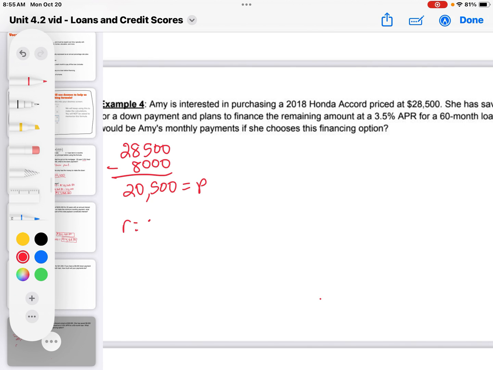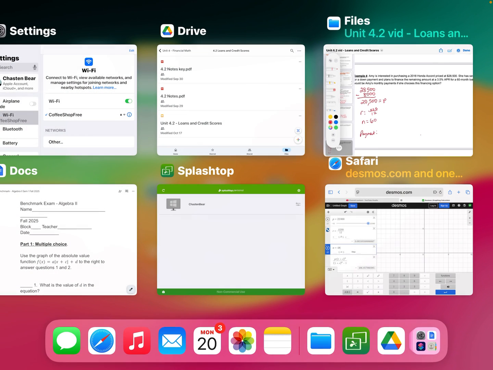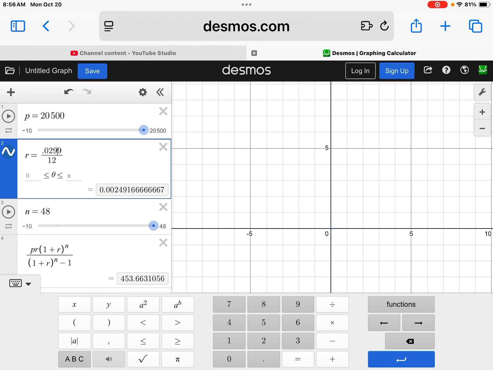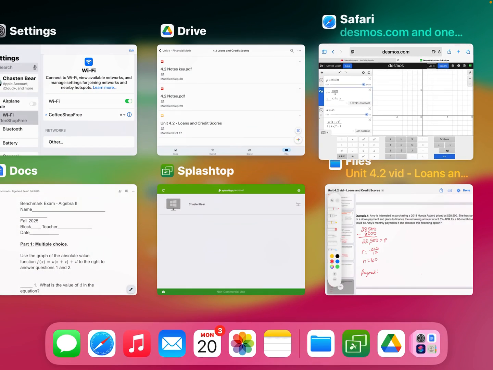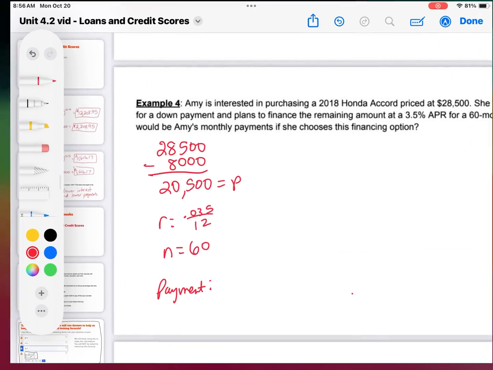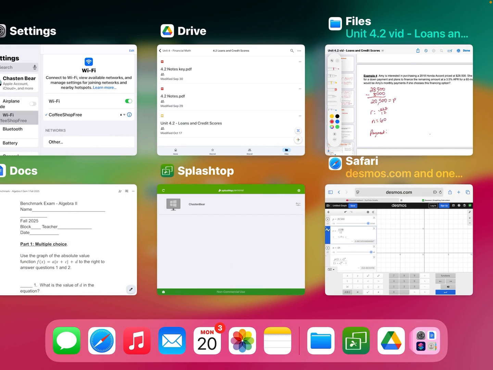Interest rate 0.035 divided by 12. We're doing this for 60 months. So we want to figure out the payment. So I'm going to go back to my Desmos. I'm going to change my numbers in my formula. What was the interest rate again? The interest rate was 3.5%.